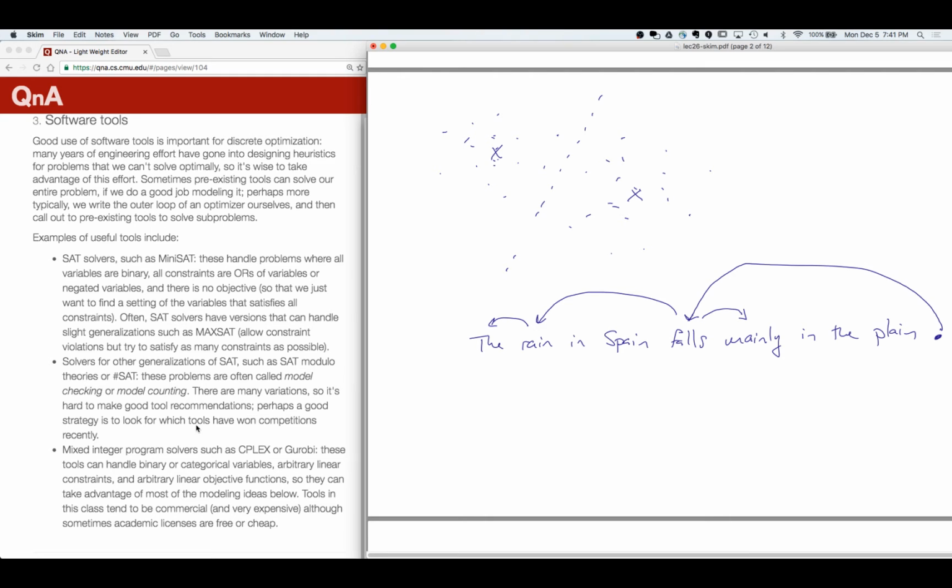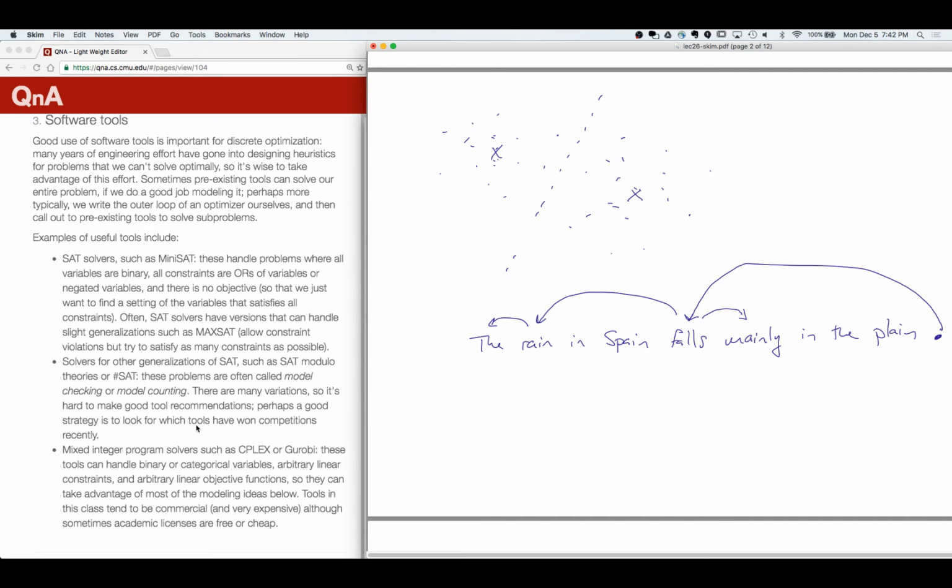Maybe more so than continuous optimization, these are hard problems, and people have spent many years designing good heuristics for them. And so we really need to take advantage of that effort if we can. And there's two ways to take advantage of it.